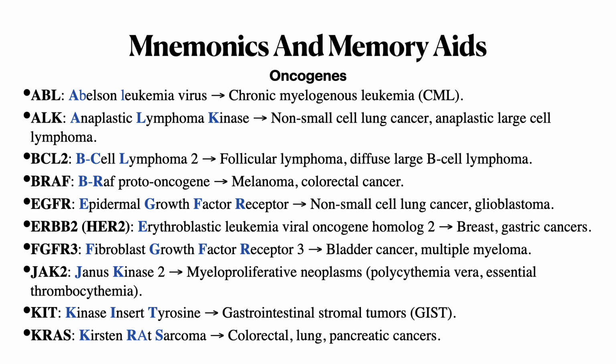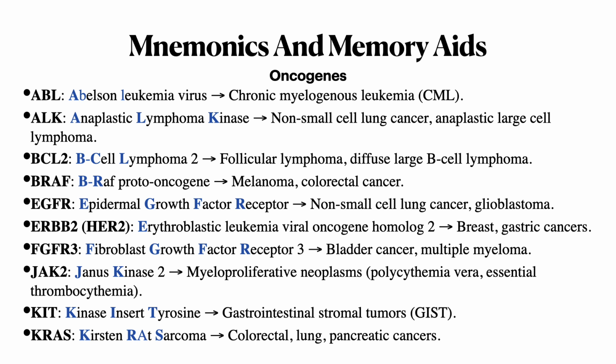And ERBB2, that is HER2, is erythroblastic leukemia viral oncogene homolog 2, right? So that is found in breast and gastric cancers, right? And FGFR3 is fibroblast growth factor receptor 3. They are found in bladder cancer and multiple myeloma. JAK2 is Janus kinase 2, found in myeloproliferative neoplasms as in polycythemia vera and essential thrombocythemia. And KIT is kinase insert tyrosine. That is how we remember, and they are most commonly found in gastrointestinal stromal tumors, that is GIST.